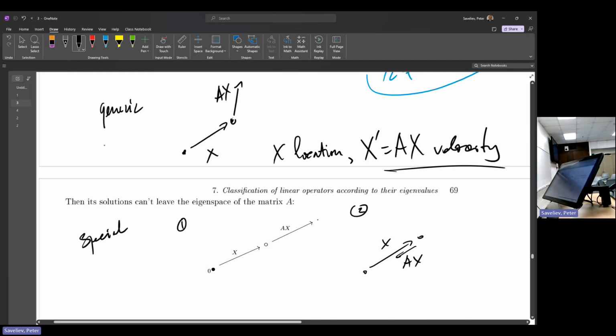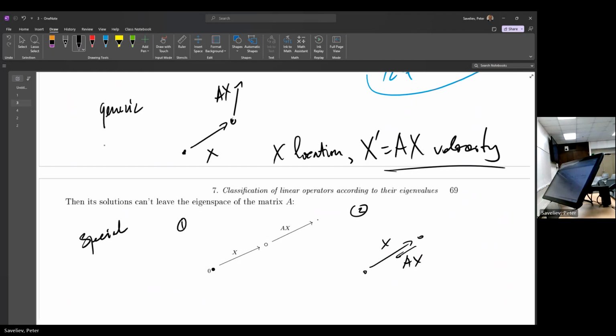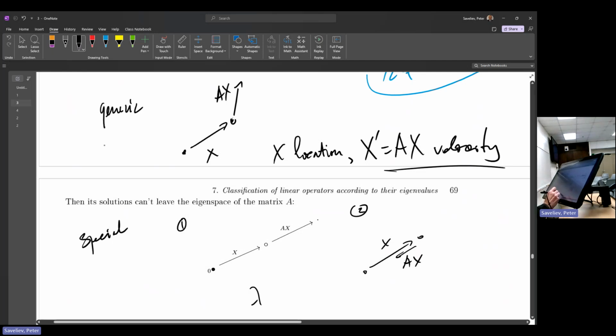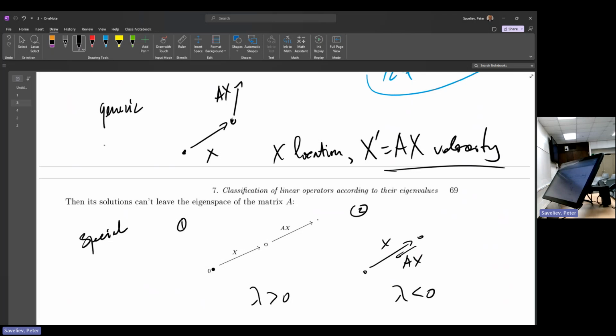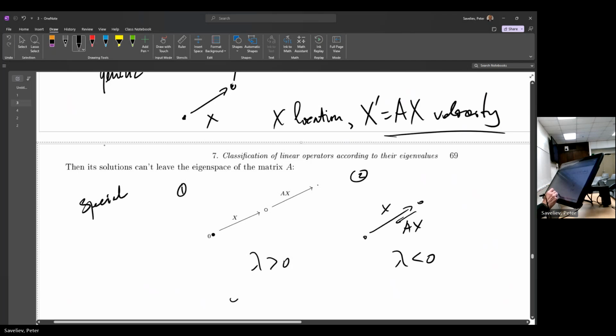Both are non-generic because A of x stretches the vector x. Okay, so what's the difference? The sign of the eigenvalue, correct. So lambda is positive, lambda is negative. And once again, we already predict what's going to happen. Exponential growth, case number one; exponential decay, the other one.